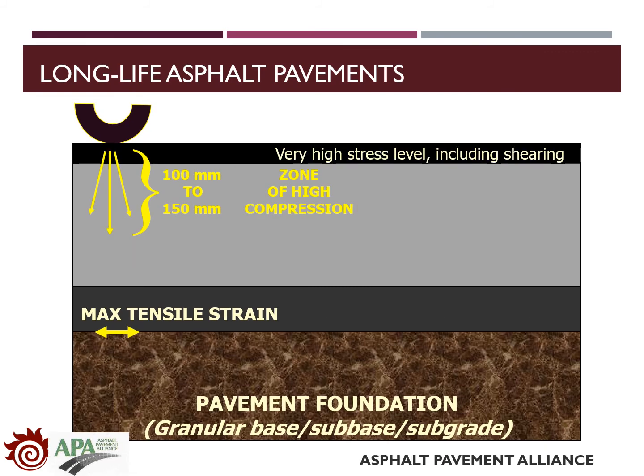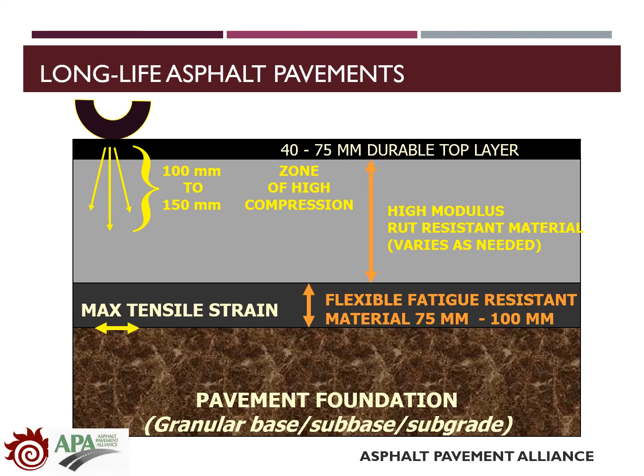In this design, different layers will experience a different impact from traffic load. The top layer will experience a very high stress level, including the shearing stress caused by the tires of the vehicles and trucks. The middle layer will have very high compression from the top. And at the bottom layer, maximum tensile strain will be applied, in order to mitigate the impact of the traffic load at different layers.